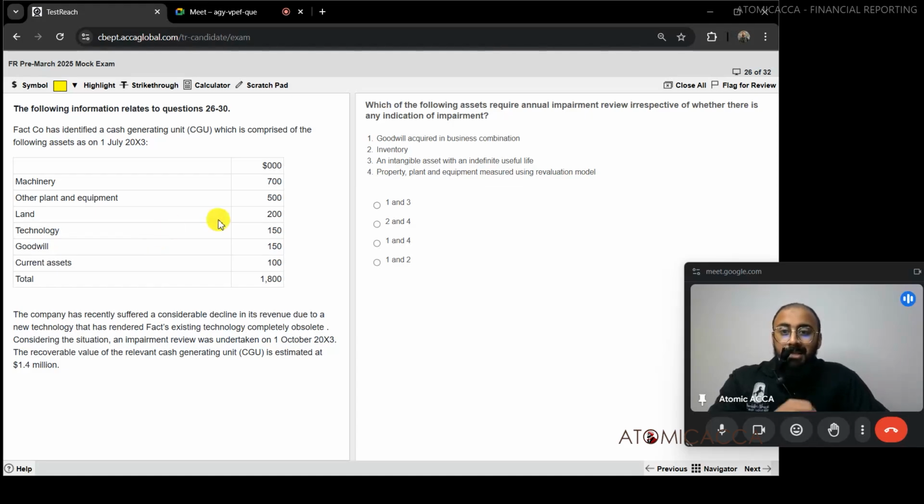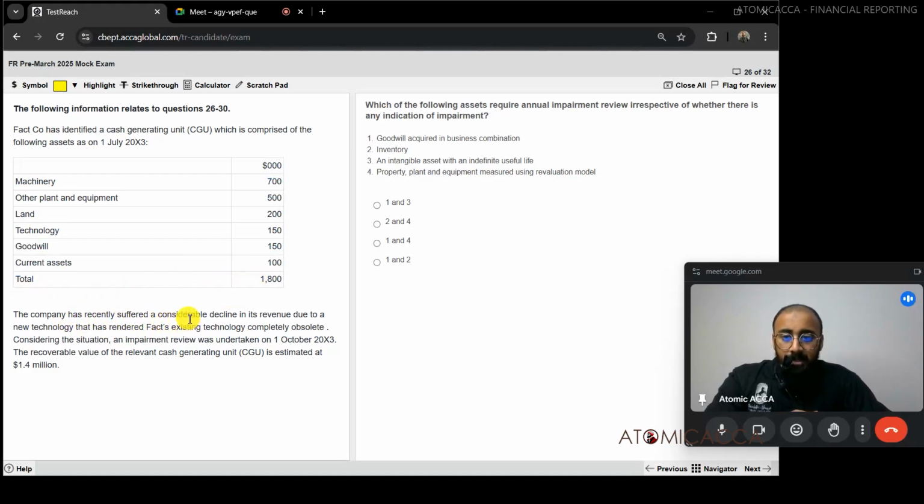The following information relates to questions 26 to 30. Fact company has identified a CGU which is comprised of the following assets on 1st July X3. So we have the carrying values here for machinery, other plant and equipment, land, technology. All these 4 come under non-current assets. Goodwill is 150, current assets 100, so total 1.8 million.